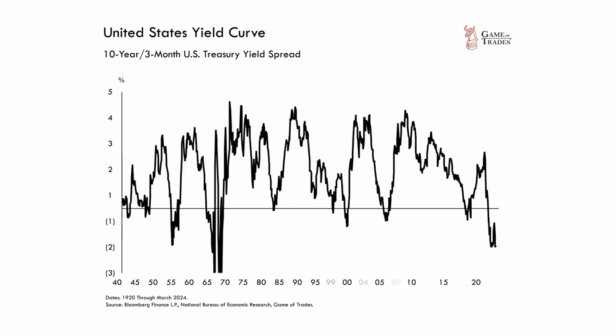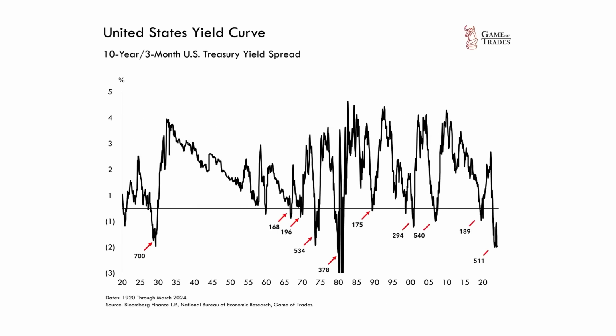You can see here I've labeled the number of days where the yield curve was inverted for every single episode in history, the worst ones being in 1929, 2008, and 1974, all of them with the yield curve inverted for over 500 days, and the shortest yield curve inversions being 1966, 2020, and 1989, where the yield curve stayed inverted for less than 200 days. In all of these cases, these episodes happen to have been followed by the shallowest and shortest bear markets in history.